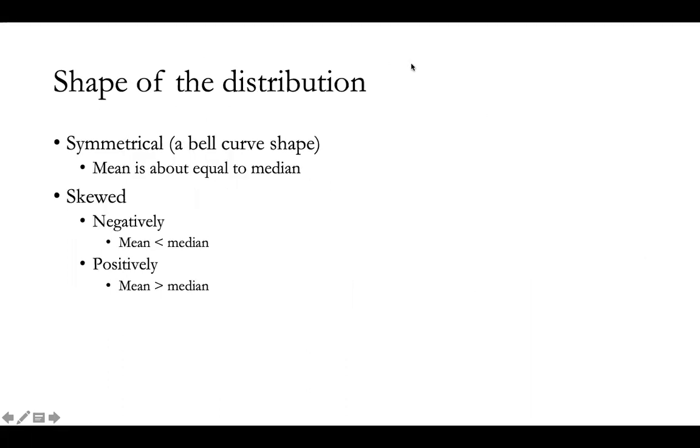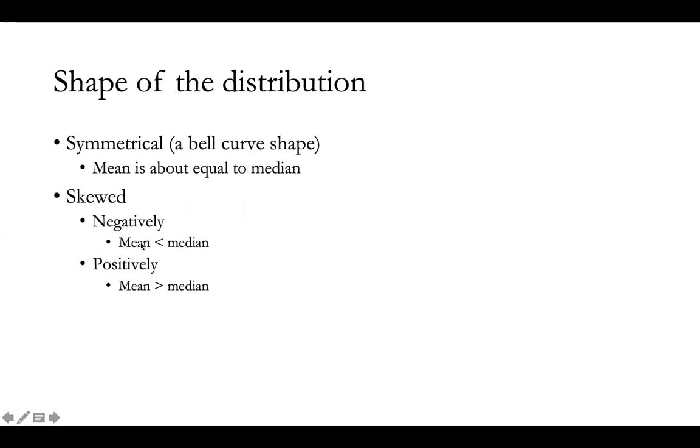We're now ready to talk about the shape of a distribution. We're going to look at some symmetrical distributions and what they mean. By symmetry or symmetrical, we just mean it looks like a bell curve, and we'll see an example in a moment. So this is an important shape because when we have a symmetrical distribution, we're in a situation where the mean is about equal to the median. That's not the only kind of distribution we could have. We could also be looking at a skewed distribution, either a negative or a positive skew.